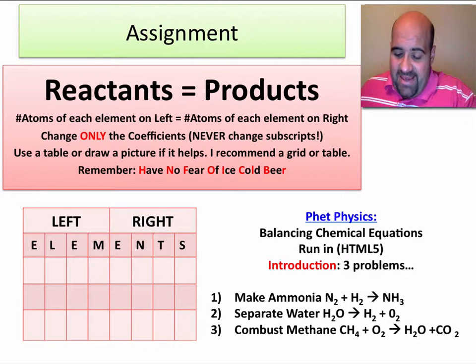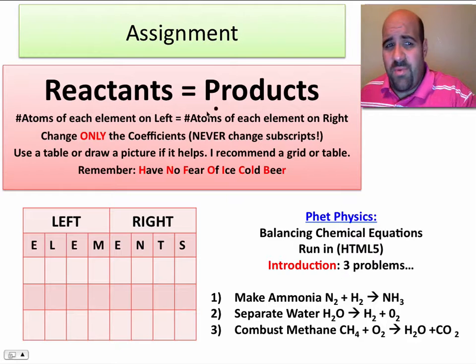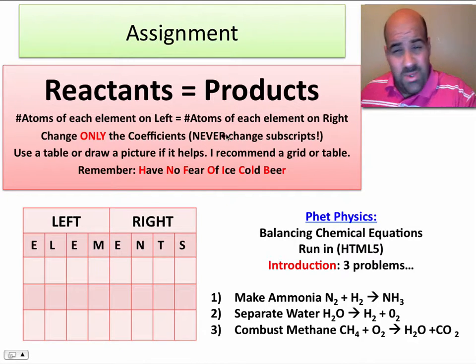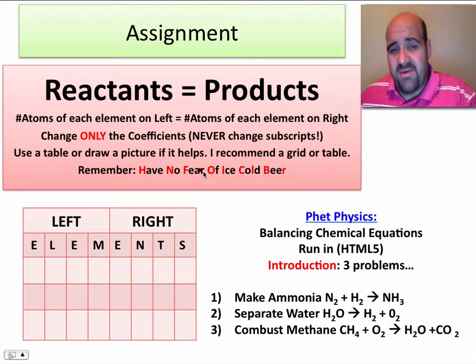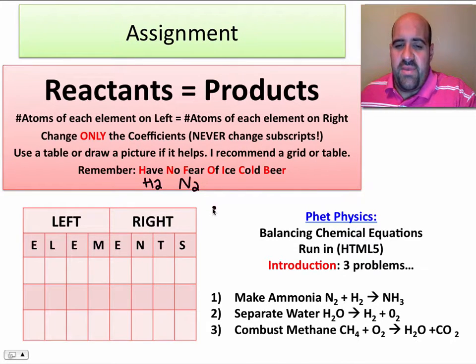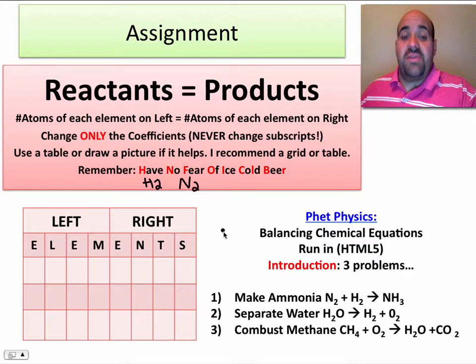And of course, you have an assignment. Basic idea, reactants must equal products. Atoms of each element on the left equals atoms of each element on the right. Change only the coefficients. Only the coefficients. Never the subscripts. And that's the leading coefficients. Use a table if it helps. I recommend this. And remember the diatomic gases, the 7. These always are going to exist as either H2, N2, and so on. So if something says it's combining with oxygen, that means O2.